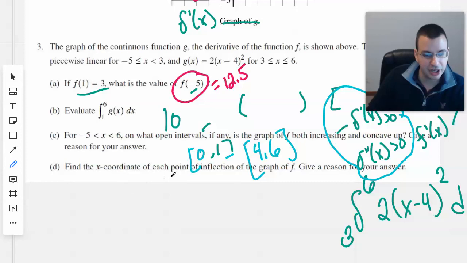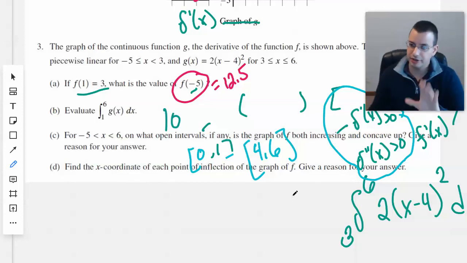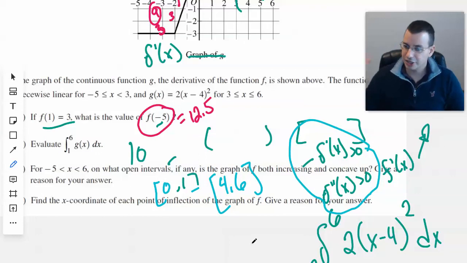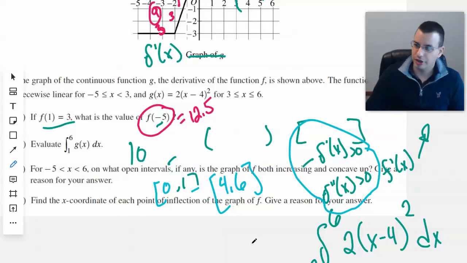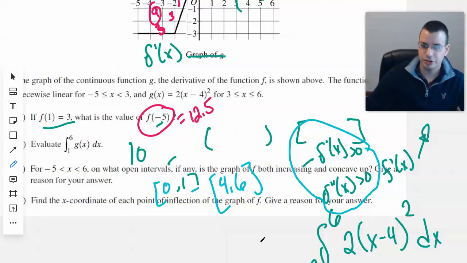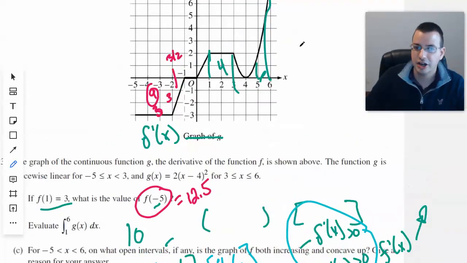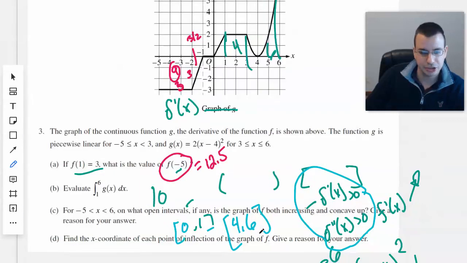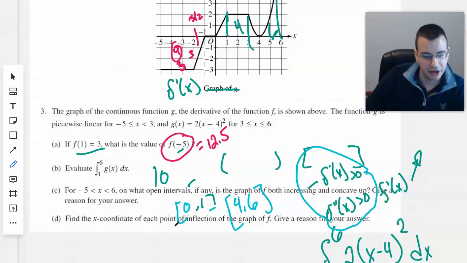Find the x-coordinate of each point of inflection. So a point of inflection is where the concavity changes. Concave up to concave down. Yes, concave up to concave down. And the way I look at concavity intuitively is if it can hold water or not. Concave up means it can hold water. Concave down means it can't. So like here, this section from 3 to 6 is concave up because if you poured water, it would settle in there. But this is f prime of x, so don't go thinking that says too much about f of x. Okay, focus.